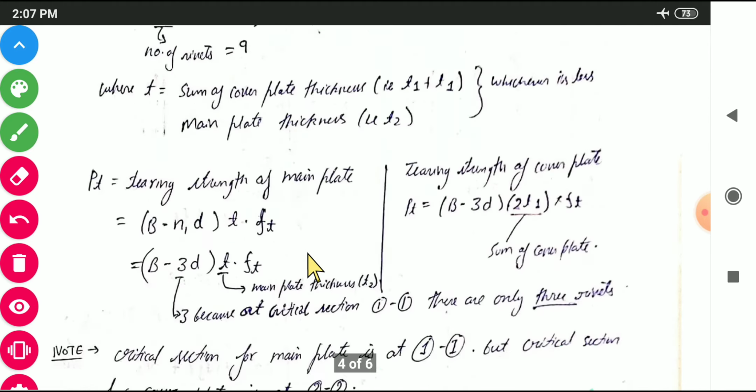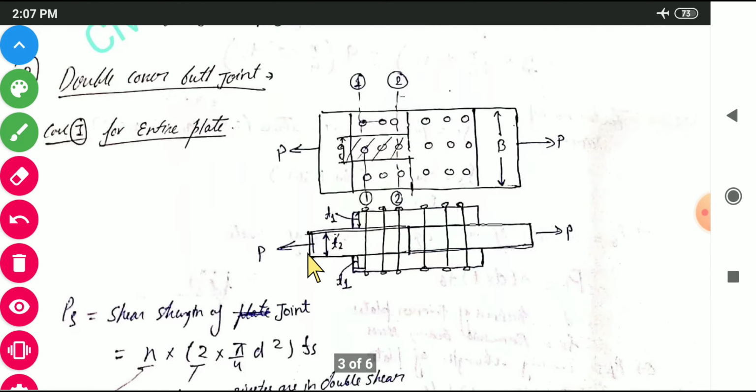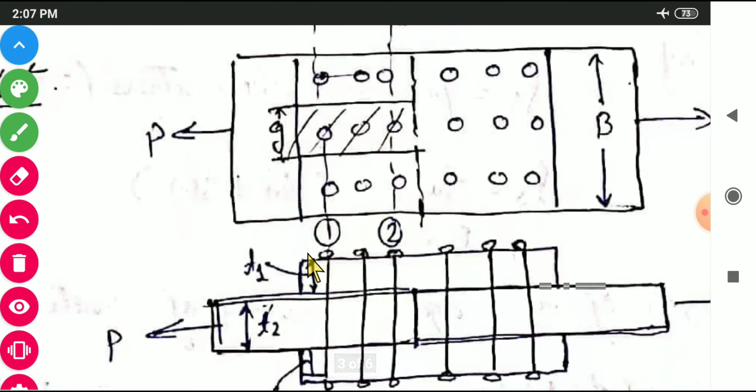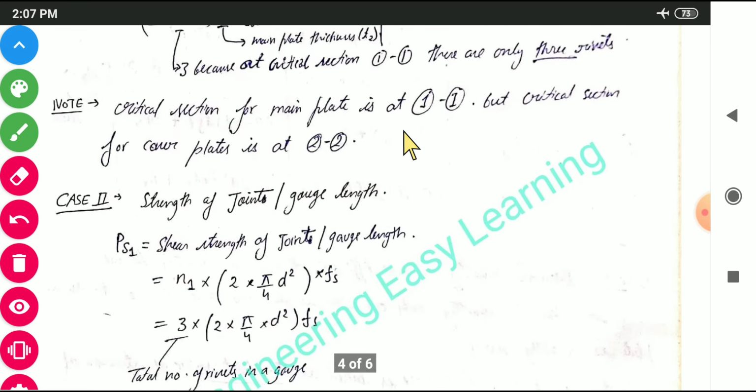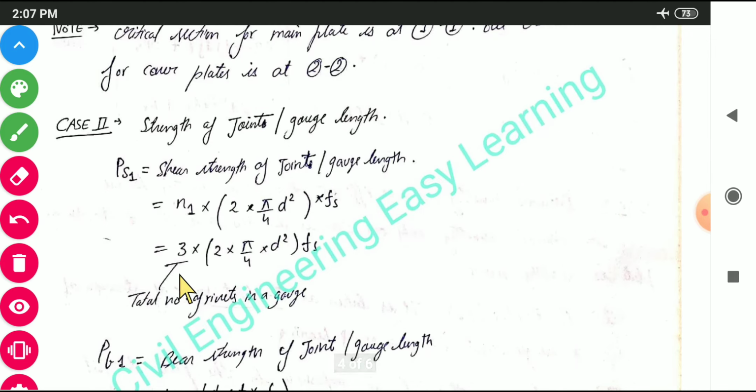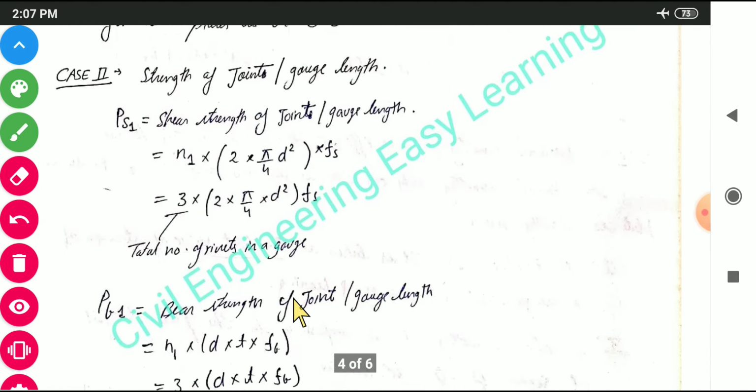So here you can see that this is the gauge. We are talking about the gauge strength. So we have 3 rivets, so n we will be taking 3. Earlier we were taking 9, 1 2 3 4 5 6 7 8 9, for the plate, but for the gauge, for this one, we will be taking only 1, 2 and 3 rivets. So you can see here, n1 will be 3, the total number of rivets in a gauge.